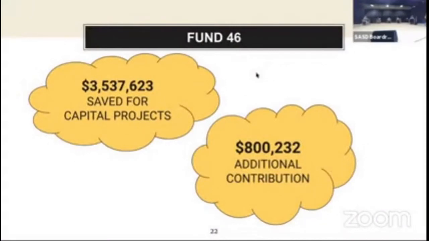Fund 46, that's our long-range capital project savings account, if you will. The current balance in there is just over 3.5 million. And with the OPEB liquidation, we could add another 800,000 should the board choose to do so.